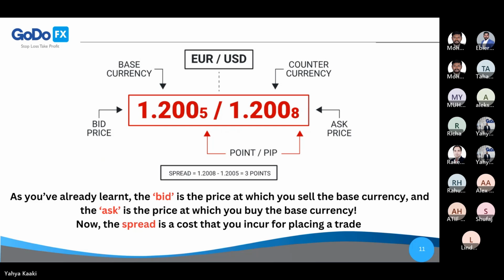So every time you go and open a trade, there is a spread that is going to be shown. When you open the chart, you're going to see two prices that are different. You're going to ask yourself, what's the difference between this and this? The first one is the bid price, and the second one is the ask price. I'm going to put a question mark in the middle and ask myself, what's the difference between bid and ask?